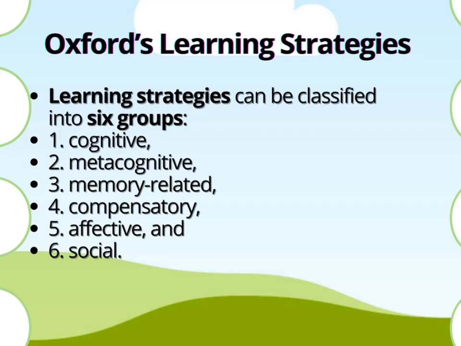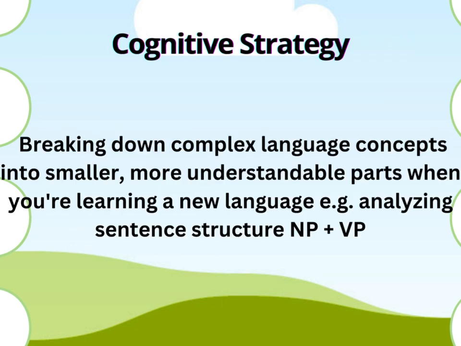And Rebecca Oxford proposed these six strategies: the cognitive strategy, metacognitive strategy, number three, memory related strategy, compensatory strategy, affective, and also social strategies. For example, cognitive strategy, when you break down complex ideas into smaller and manageable ideas, like analyzing a sentence, this is a noun phrase, this is the verb phrase, or using a mind map, for example.